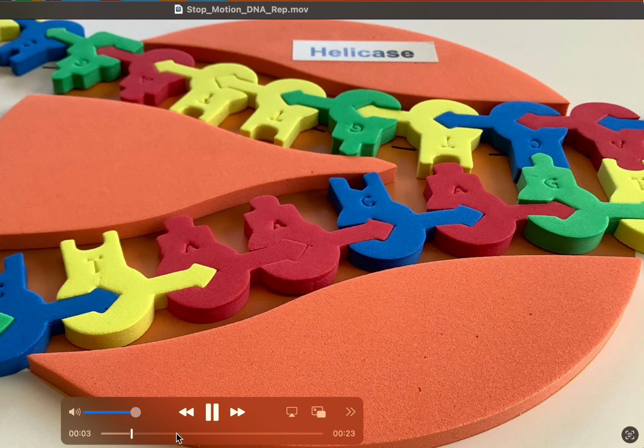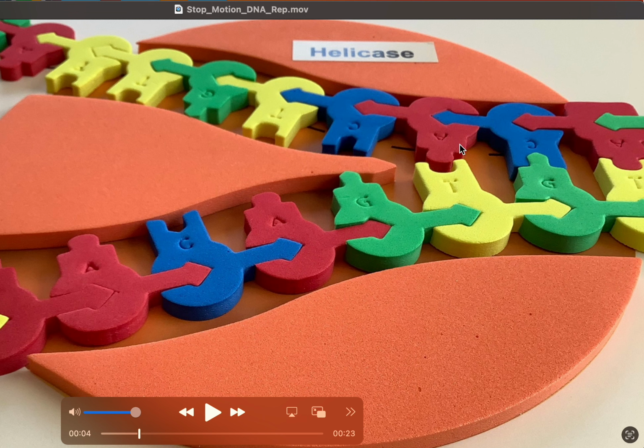As you can see, that DNA molecule is being broken up into 2 strands via that hydrogen bond breaking. That's the main point you want to take away from this part.